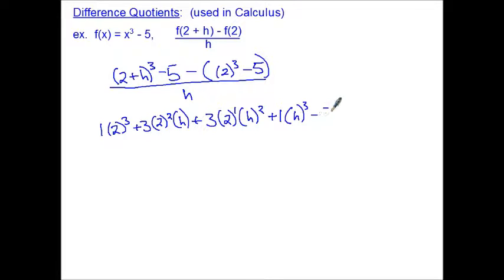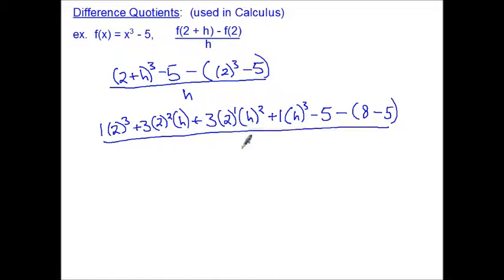I still got that minus 5 on there, I don't want to lose track of him. And then if you permit me to do so, 2 to the third is 8, so minus 8, and then the minus 5 right there. Alright, again, that whole mess is over h, and right now it looks like a big hairy mess, and it kind of is, but it's going to sort itself out a little bit here in just a minute. Okay, 2 to the third is 8, and the 1 doesn't change anything. I've got 2 squared here, which of course is 4 times 3, gives me a 12h. And then this will be a 6 with an h squared on it. And then I've got this h to the third.